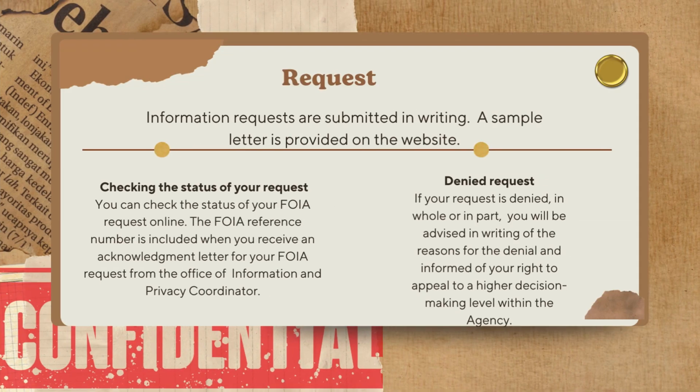There is a formal way to request information from the reading room. If your request is denied, there is an appeals process that you will have to go through, and you can actually go to a higher decision maker within the agency. And also there's a way of checking the status of your request online through the request button.